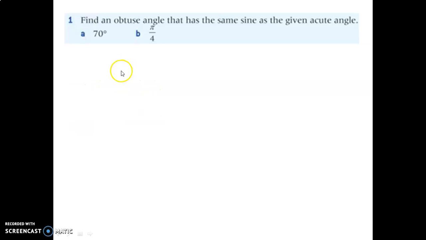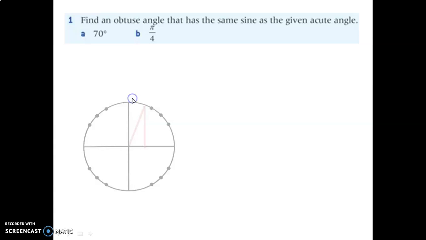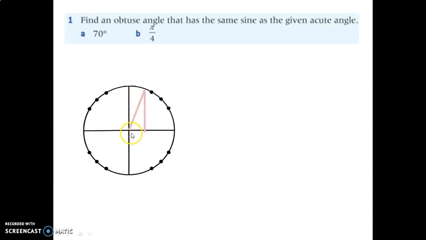So you draw a unit circle, then you put an angle of 70 in it. So maybe you have something like this. Alright, from here to here is 70 degrees. Okay, and now it wants you to find another angle that has the same sine value. And remember, sine represents the y value. So think about, this is your y value here.